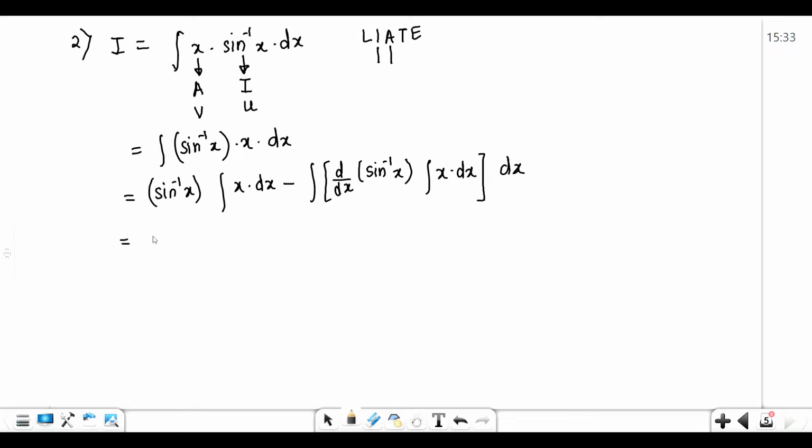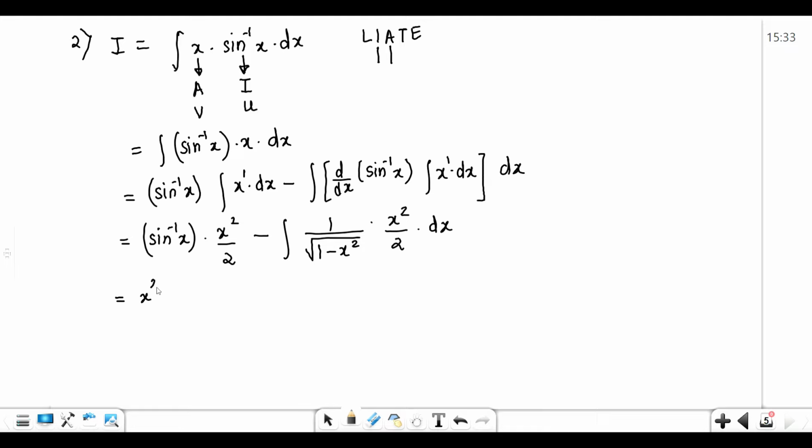Then this sine inverse x will remain as it is. Integration of x to the power 1 will be x to the power 2 upon 2, minus this integration, and the derivative of sine inverse will be 1 upon square root of 1 minus x square. Again we have the integration of x, so the answer will be the same, x square upon 2 dx. So this can be written as x square sine inverse of x upon 2 minus, and this is the integration that you have to do.